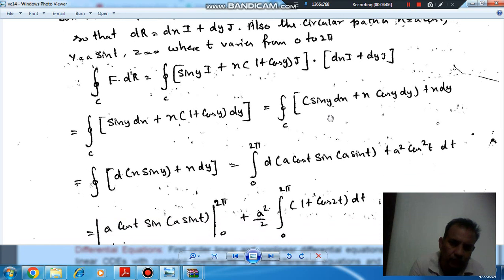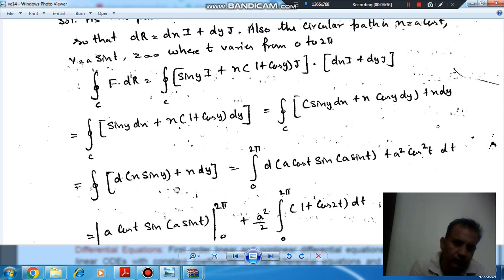Now this is the reverse of the product rule. We take sin y as u and x as v, then in the reverse order it can be written as dx sin y. Taking it as u and taking x as v, it can be written like this. And x dy is already here.